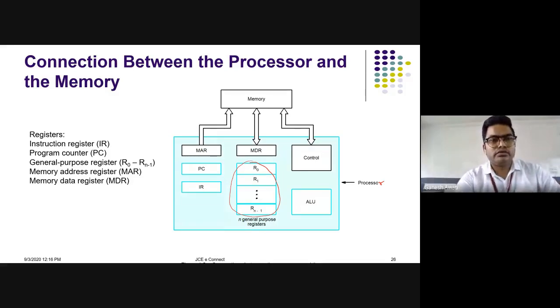So what are the different registers we have? This IR stands for instruction register. Then PC stands for program counter. So these all are registers. There is a length to this register also. The registers can be 8-bit, 16-bit, 32-bit, 64-bit. So it depends on the processor. Just now we are talking about a general processor, so we are not focusing on whether it is storing 8-bit, 16-bit, or 32-bit of data. So this is a program counter. Then general purpose registers R0 to Rn minus 1.